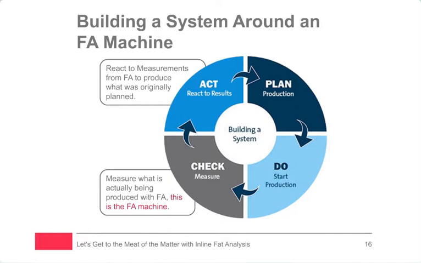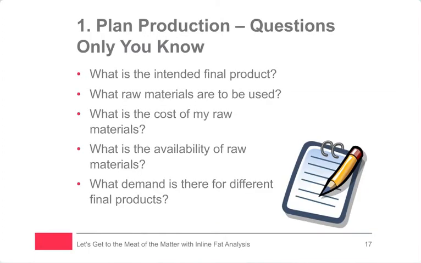Let's look at each of these areas in a little bit more detail. In the planning stage, again, you all know what your intended final product is. You all know what your customers are asking you to supply. You know which raw materials you would like to use to satisfy this demand. You would know what the cost of these different raw materials is, what the availability is at any particular day in your production time. You'll also understand what the demand is and how this demand can vary to satisfy the production of these final products. All of these pieces of information are available, and you will use them to plan your very production.